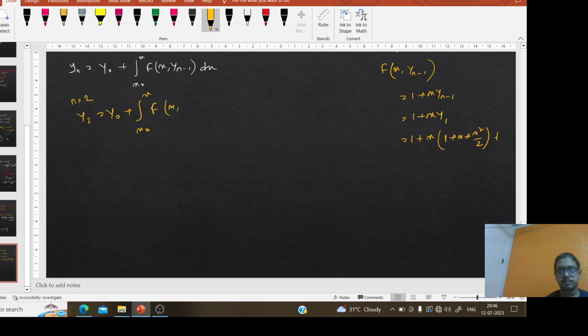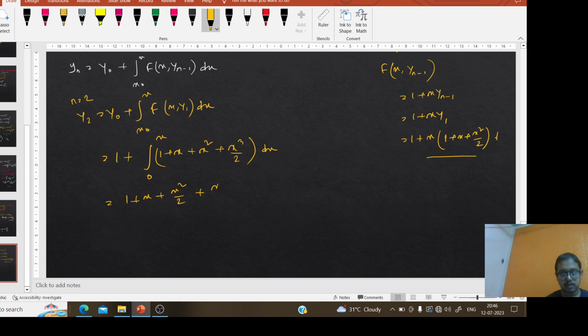So here the value of y0 is 1 plus the integral, with x0 being 0, to x. So we get 1 plus x squared plus x cubed by 2. From here we get this. And now if we simplify, we will get 1 plus x squared by 2 plus x cubed by 3 plus x to the power 4 by 8. Okay, so we get the value of y2 here.